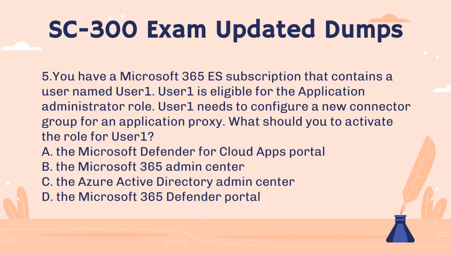5. You have a Microsoft 365 subscription that contains a user named User1. User1 is eligible for the Application Administrator role. User1 needs to configure a new connector group for an application proxy. What should you use to activate the role for User1? A. The Microsoft Defender for Cloud Apps portal. B. The Microsoft 365 admin center. C. The Azure Active Directory admin center. D. The Microsoft 365 Defender portal.